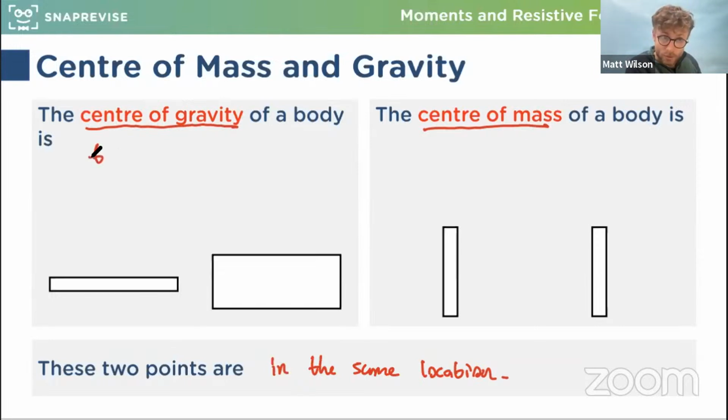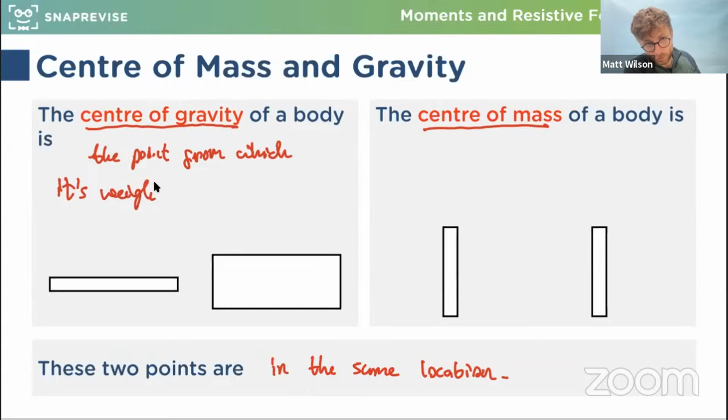It is the point from which its weight acts. Okay, if a body's uniform, this point will be at its center. So imagine I have a uniform rod. The point at which we can assume its weight acts is right in the middle here. Similarly, for an extended piece of card like this, we can assume the weight acts from the center. Okay, that's the center of gravity. It's the point at which the weight acts.